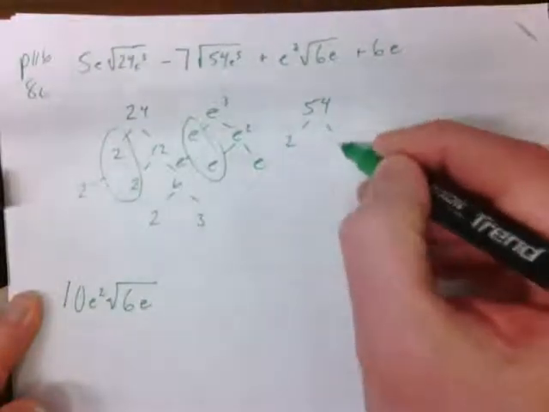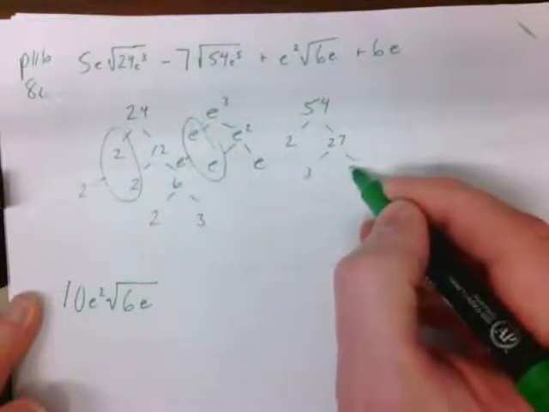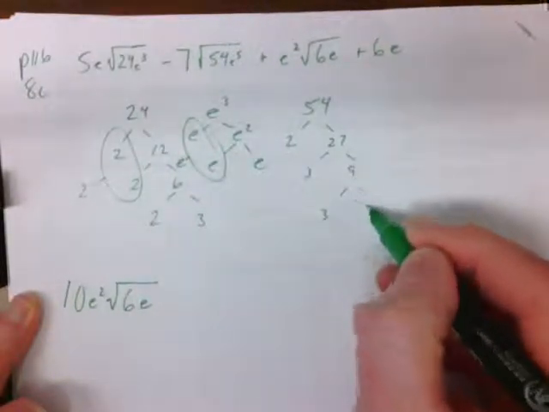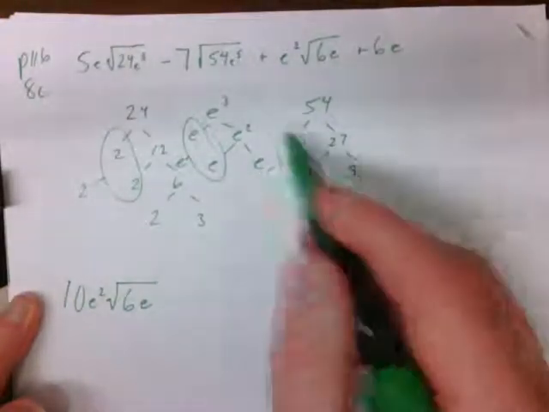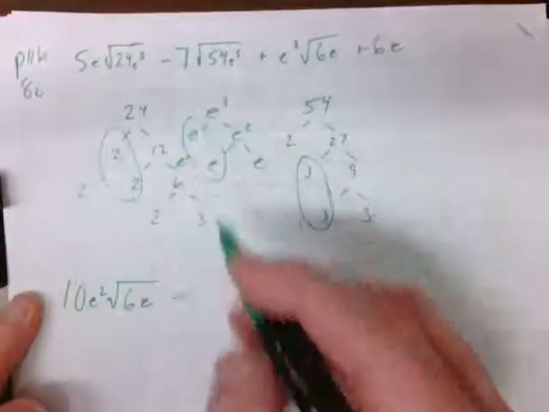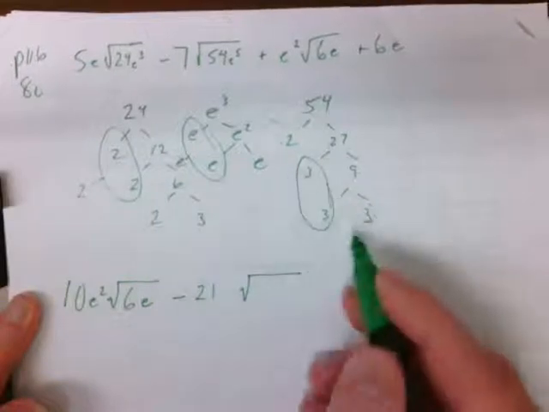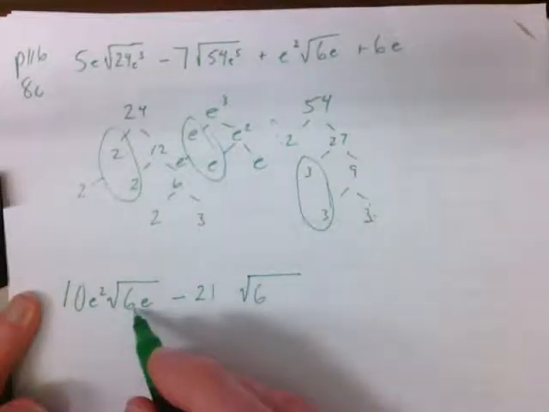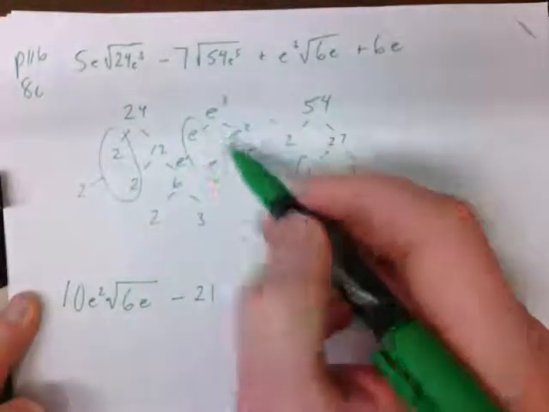54 is 2 times 27. 27 is 3 times 9. 3 times 3. We've just got a pair of 3's and a 6 stays in. So 3 comes out. 3 times 7 is 21. So minus 21. Leave space for the e. 6 stays in. We might be having a like term here. e to the 5. Same thing.